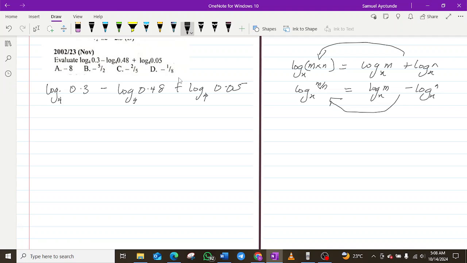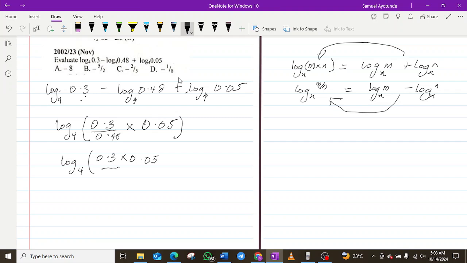So from here, let's see what we can do. We write a single base 4. So I'll open a bracket. Since there is subtraction in between, this will divide, that will be 0.3 over 0.48. Then since there is addition here, this will be times 0.05, which can be better written as log base 4 in brackets 0.3 times 0.05 all divided by 0.48.